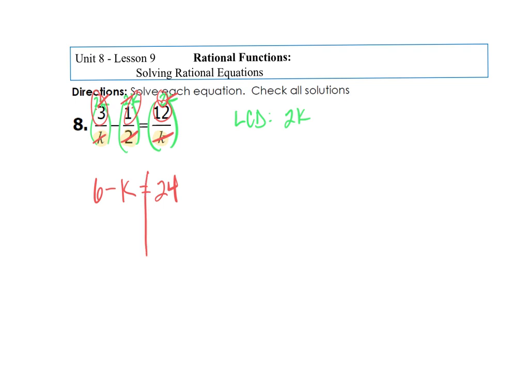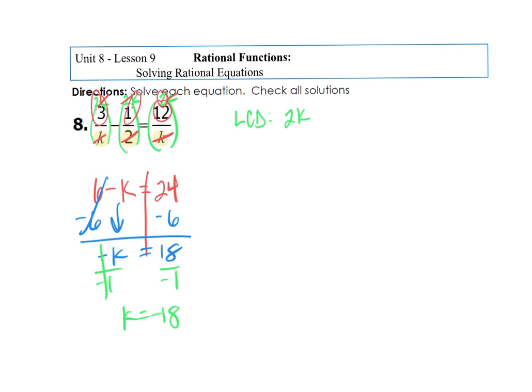And this is also just a nice little linear equation to finish solving. I'm going to subtract 6 from both sides. Bring down that negative k. It equals 18. And to finish solving for k, we'll divide both sides by -1. So k is equal to -18. Does not create a 0 in the denominator, so it's good.